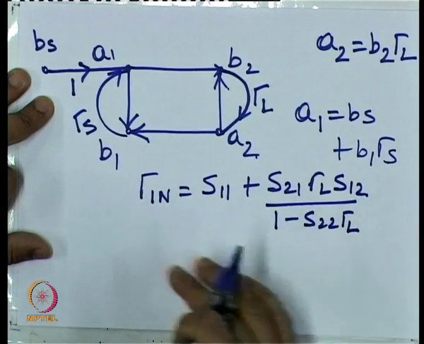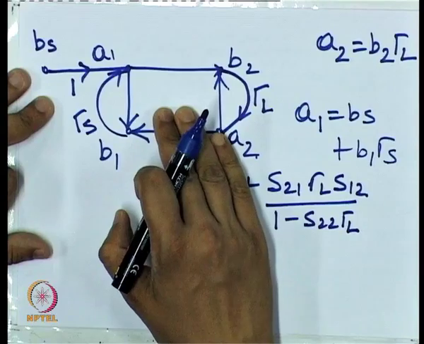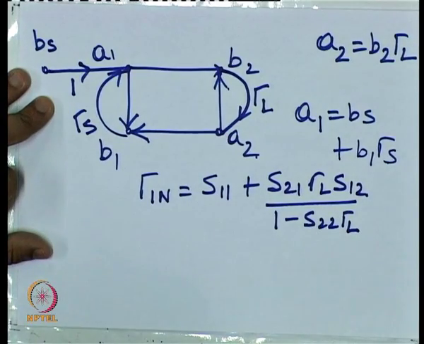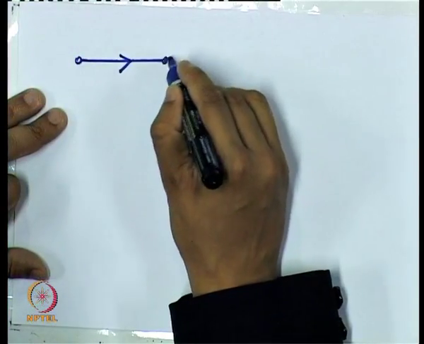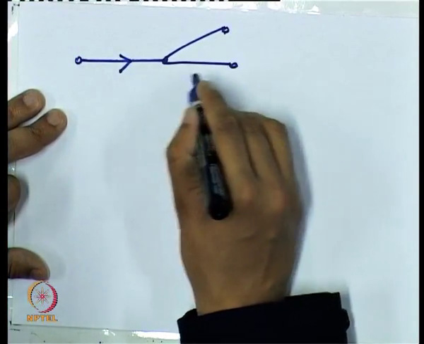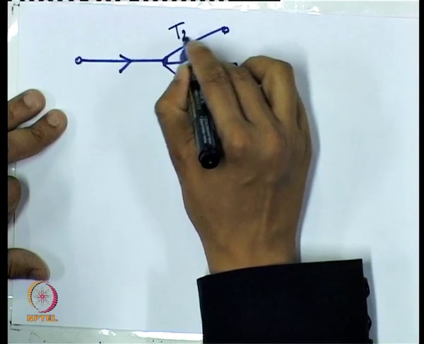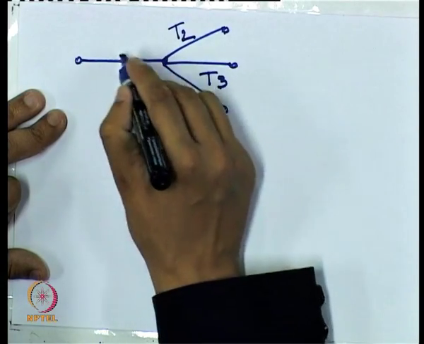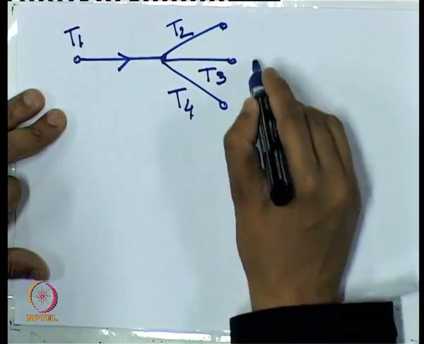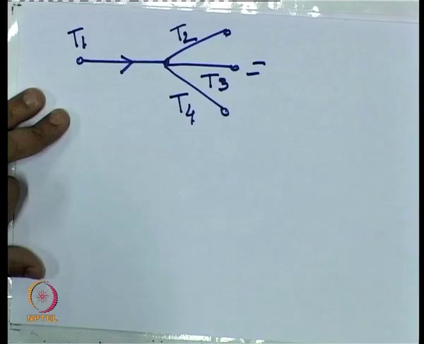Now, the question is, can we use this signal flow graph diagram to simplify our equation to find the same relationship? So, in order to do that, there are some rules for simplification of signal flow graphs. Suppose you have a signal flow graph diagram like this. Then this is equivalent to this.